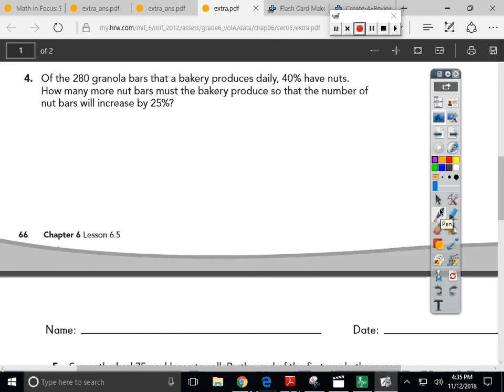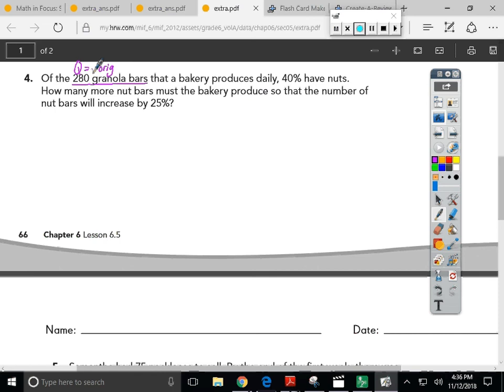Here it says, of the 280 granola bars that a bakery produces daily, 40% have nuts. How many more nut bars must the bakery produce so that the number of nut bars will increase by 25%? So here I'm looking at 280 granola bars. Sounds like that's the original, or the total. That's a quantity, isn't it?